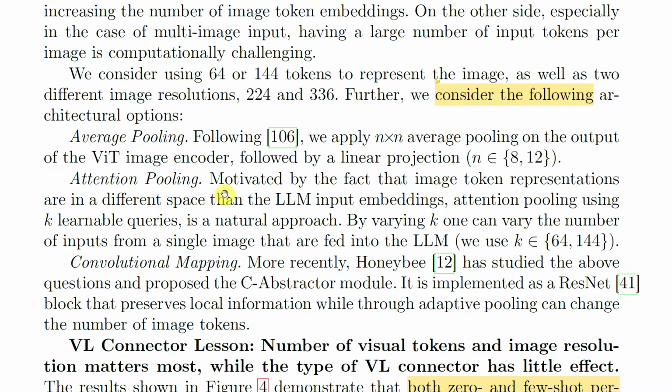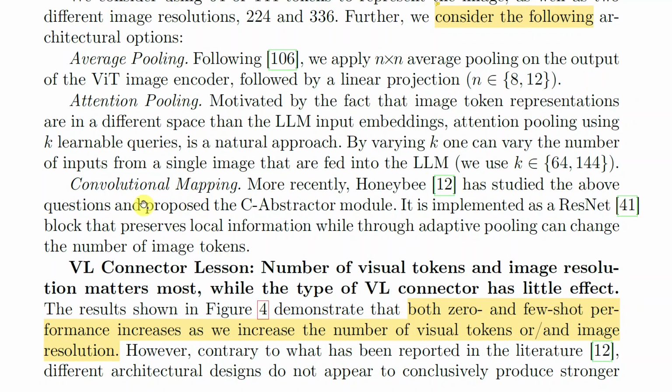Attention pooling, motivated by the fact that image token representations are in a different space than LLM input embeddings. Attention pooling using k learnable queries is applied. Different k's are also applied, either 64 or 144, and then convolutional mapping is also applied based on the Honeybee example that we saw. The C-Abstractor is applied, which is implemented as a ResNet block.